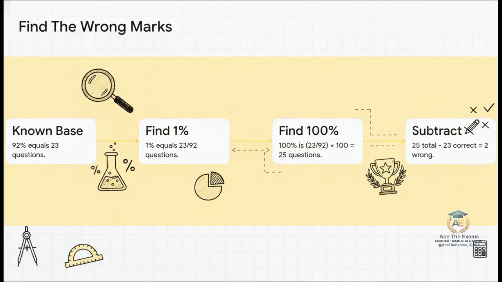Let's methodically decode the pattern using our reverse engineering tool. Step 1, 92% equals 23 questions. Step 2, find 1% by dividing 23 by 92. Step 3, multiply that by 100 to find the 100% total. 23 divided by 92 times 100 is 25 total questions. Now, don't stop there. Step 4, if there were 25 total questions and he got 23 right, that means Ahmed got exactly 2 questions wrong. Sneaky, right? But you've got the tools to beat it.